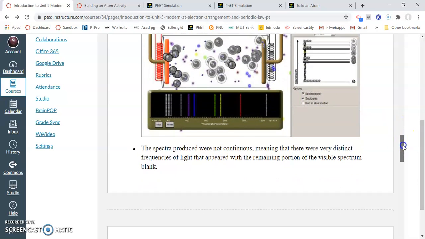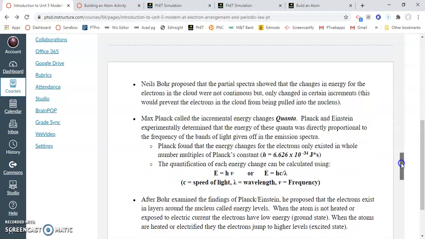And then with some help from some guys named Planck and Einstein, I'm sure you've heard of Einstein, Niels Bohr proposed that the spectrum that we were seeing, those lines of light, were showing changes in the energy for electrons in the cloud. They were jumping, and since it wasn't continuous, there were only certain specific jumps that they could make within the electron cloud. Max Planck called these quanta, and he went through a whole bunch of calculations to figure out that they were all a whole number ratio of this value.